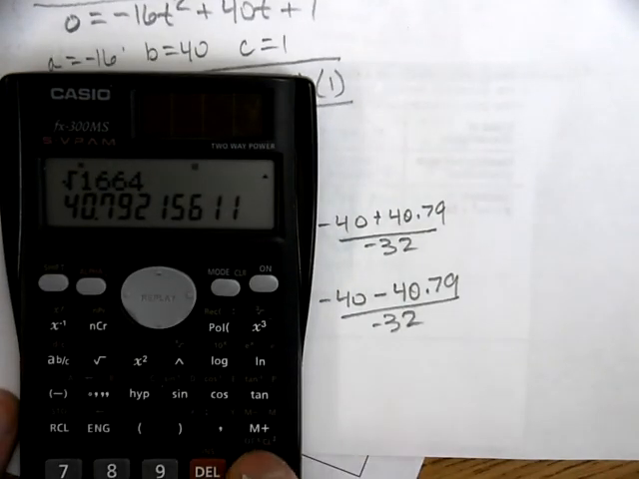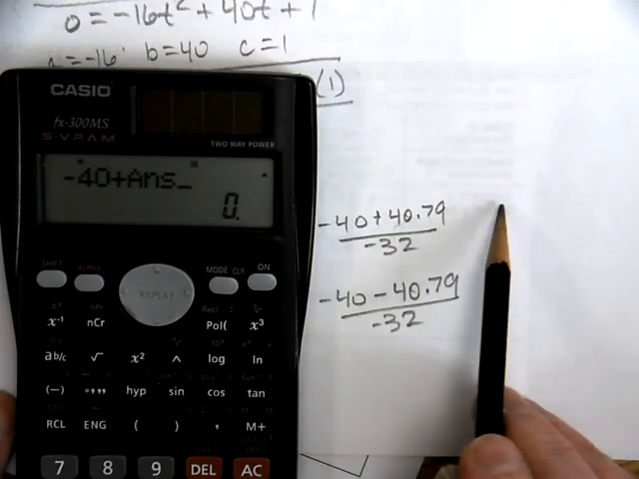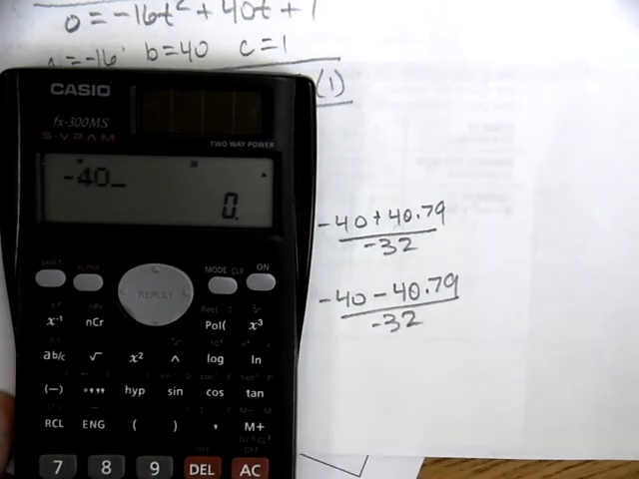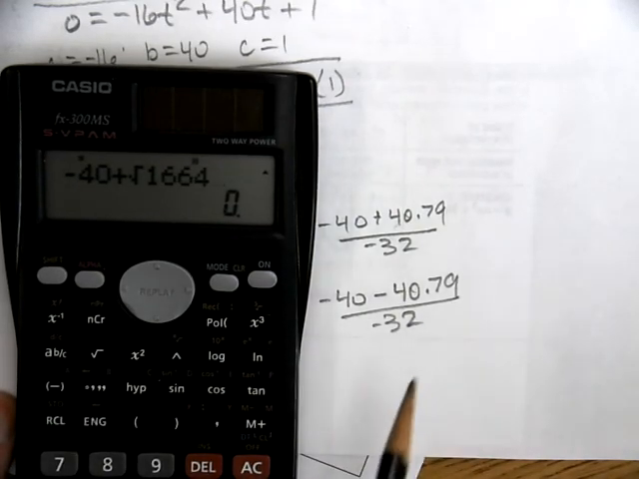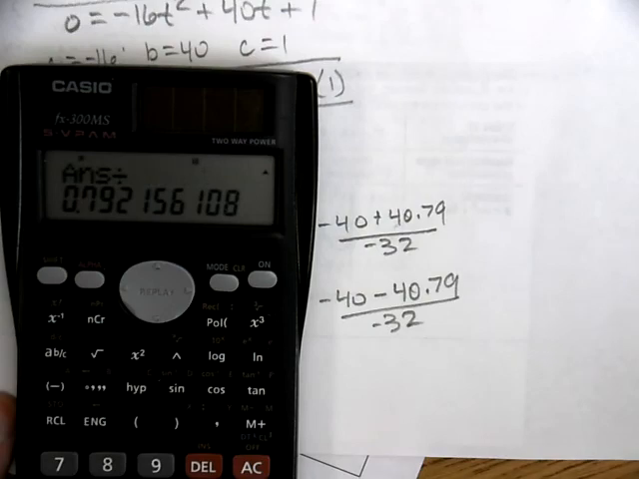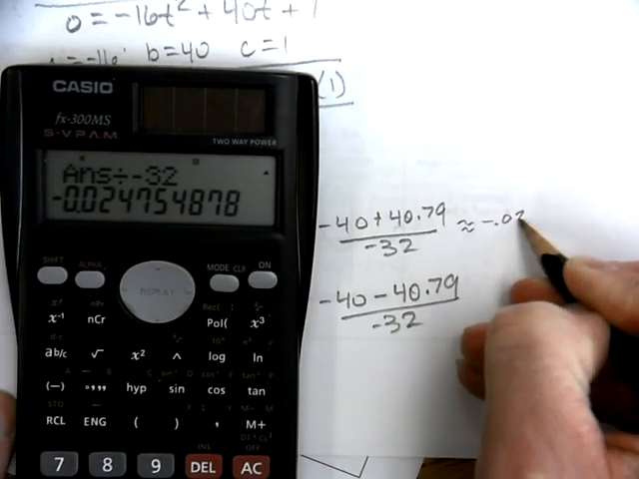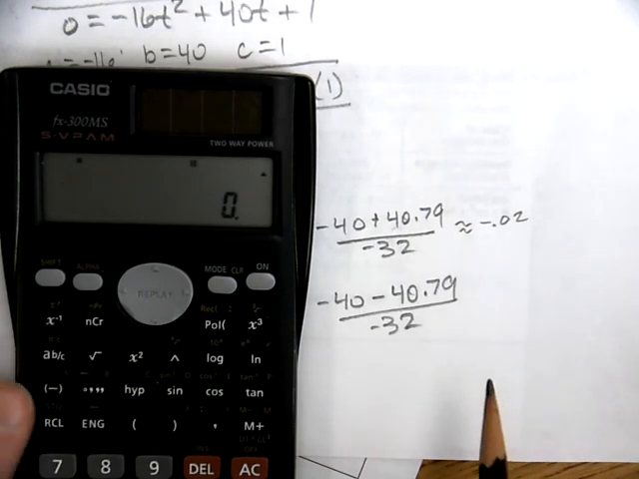We're going to take our -40 and we're going to add our answer. Our previous answer was that long decimal, or that was the square root. Here we could even do that. -40 plus the square root of 1664. That's the real answer. So we figure out what that is, divided by -32, and that gives us approximately -0.02. Now that's a negative time. We're not interested in negative time. That's really close to 0, but we're not interested in that.